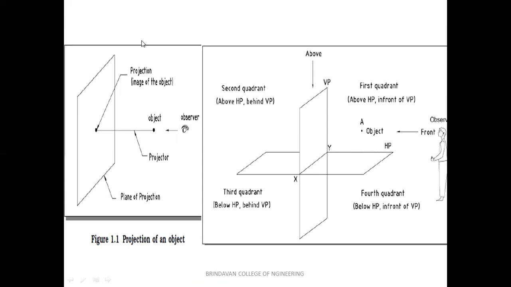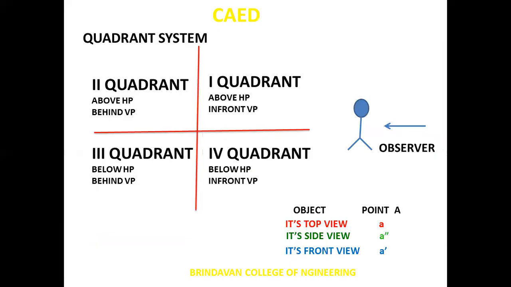Here, in the first quadrant, the object is lying above HP and in front of VP. If the same object is placed in the second quadrant, the object will be behind VP and above HP. In the third quadrant, the object is below HP and behind VP. And in the fourth quadrant, the object will be in front of VP and below HP. So this is how we define the quadrants. The same thing has been mentioned here.